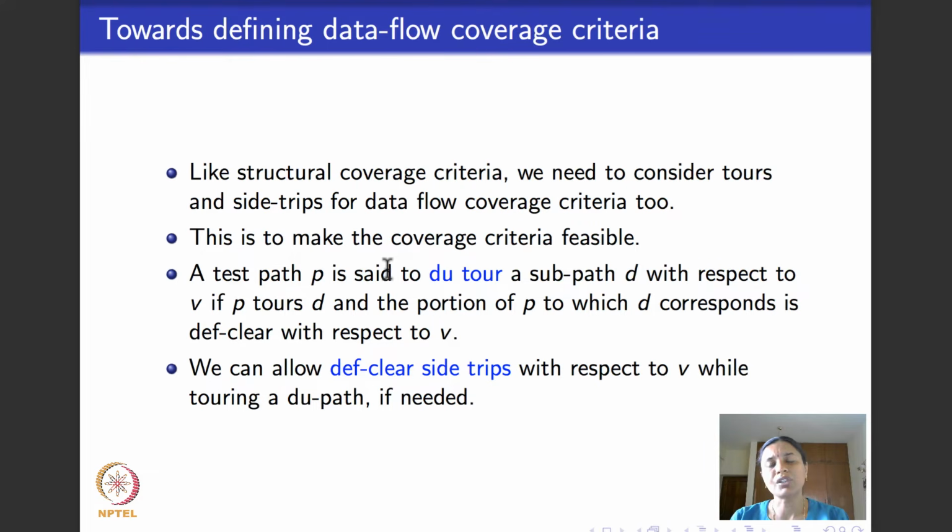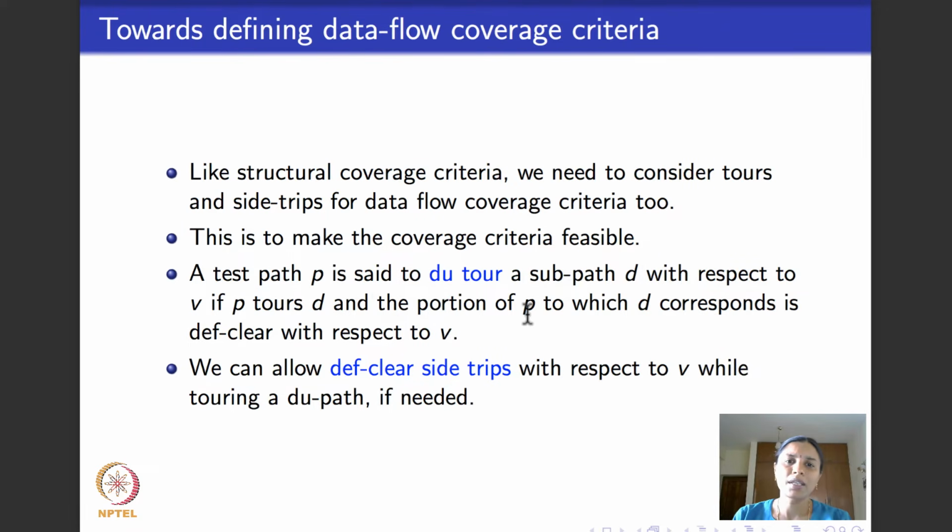Like structural coverage criteria, if you remember while we had defined structural coverage criteria, I had told you that sometimes structural coverage criteria can get to be infeasible because certain kinds of loop might insist that a path be traversed at least once. So we do test paths to trace coverage criteria by taking side trips and detours. That's what we will do here.